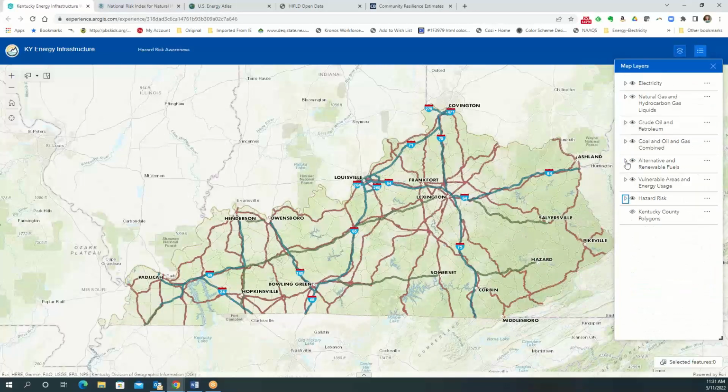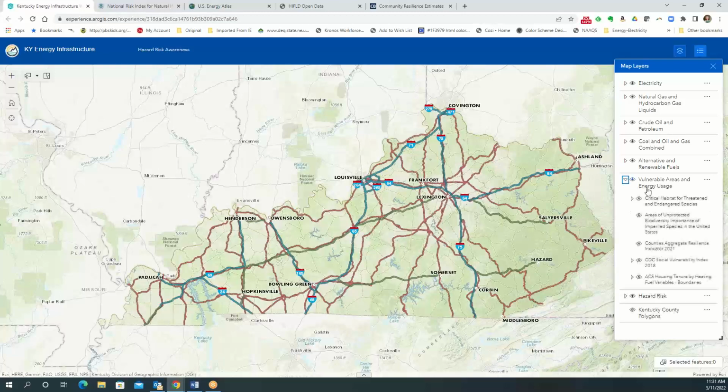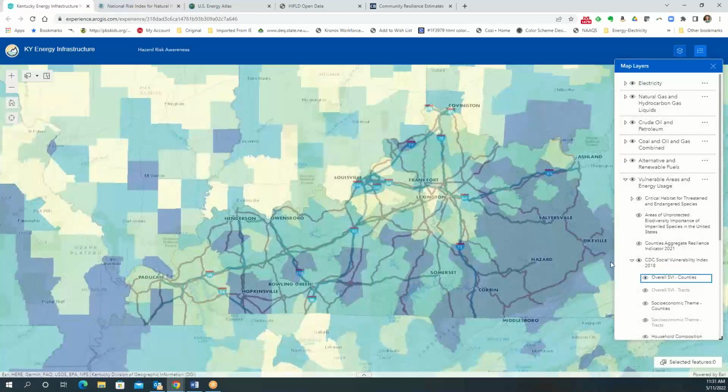So I'm going to close up those hazard risks, and then I'm going to go look at vulnerable areas and energy usage. This is also a component of energy assurance planning: where are our at-risk populations? One thing that I like to look at first is the CDC Social Vulnerability Index. I'm going to look at the overall SVI.